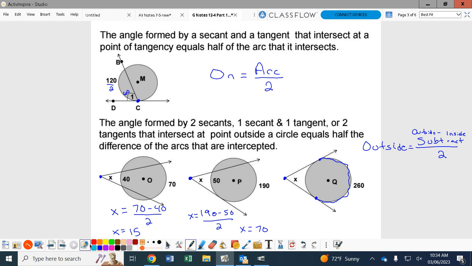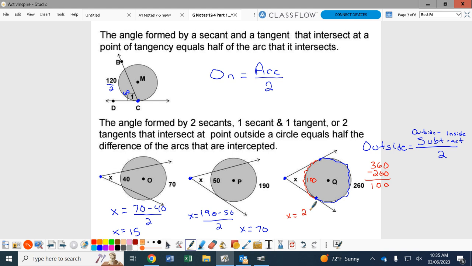However, in order to do this problem, we also need the one on the inside, because we don't have another one to subtract from it. In order to find that, we use the idea that every circle adds up to 360. 360 minus that 260 is going to leave me how much for that inside arc? 100, right?